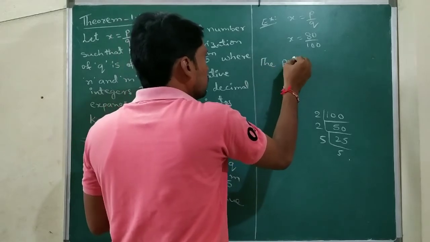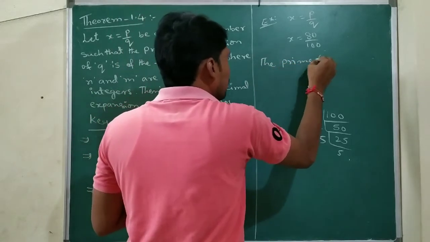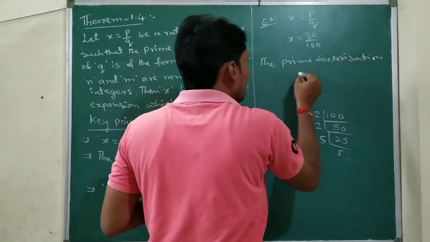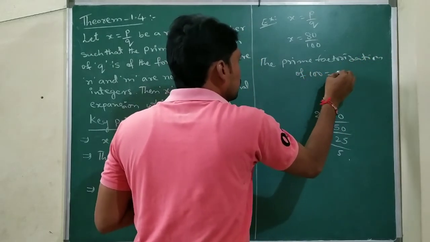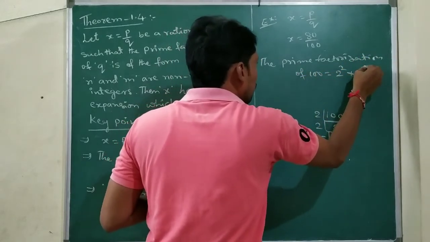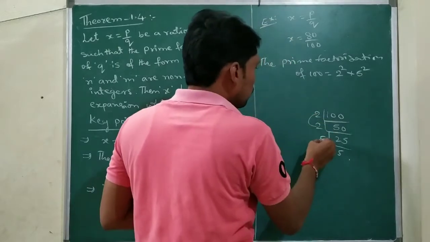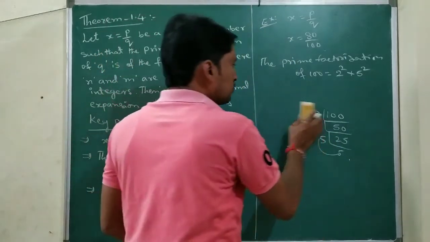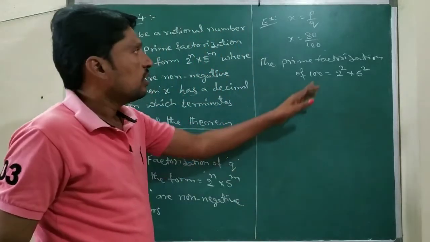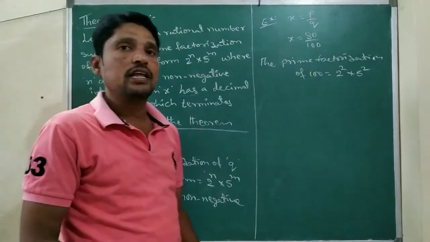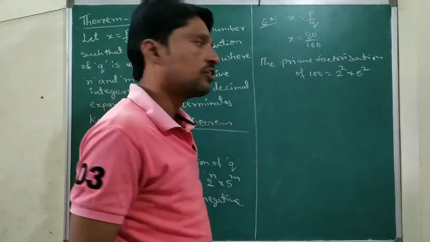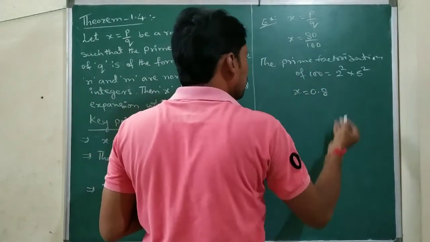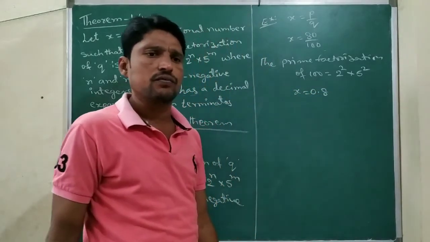The prime factorization of 100 equals 2 power 2 into 5 power 2. Here, 2 into 2 and 5 into 5. So 80 by 100 is nothing but 0.80. So x equals 0.80, or 0.8, it is enough.